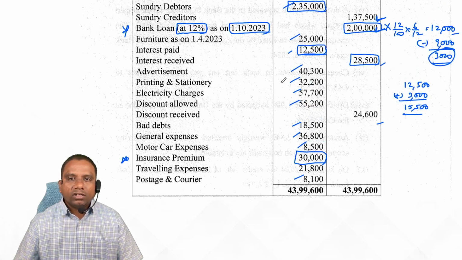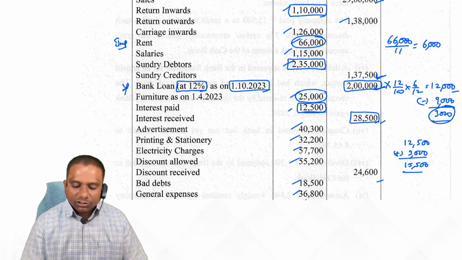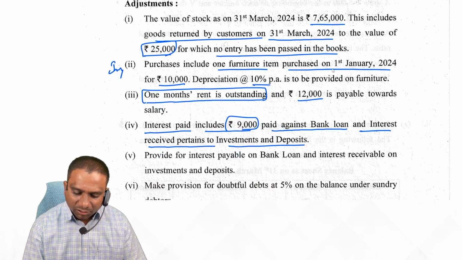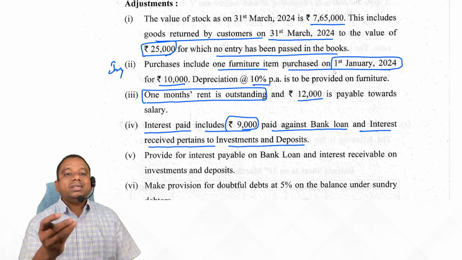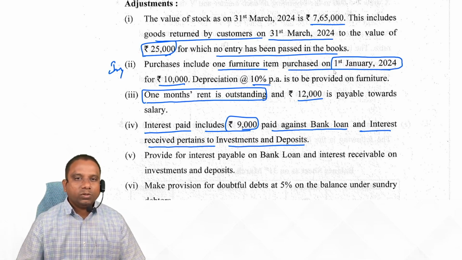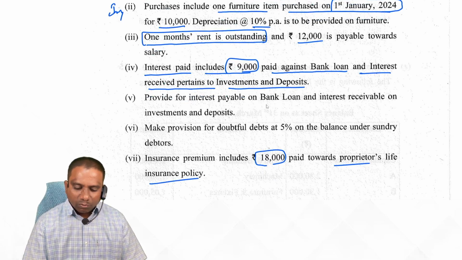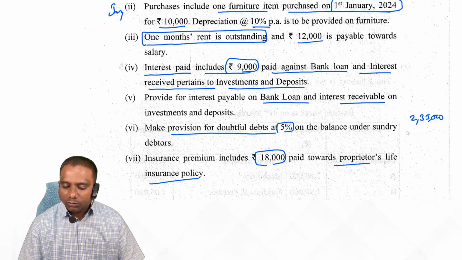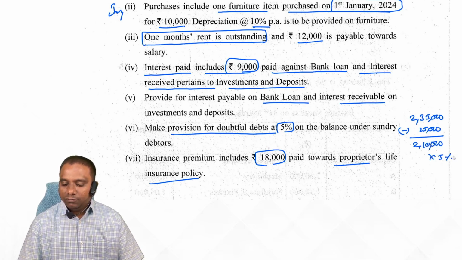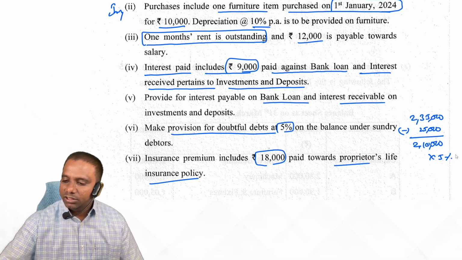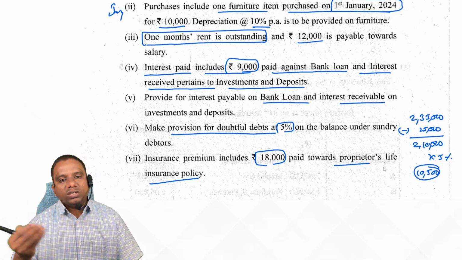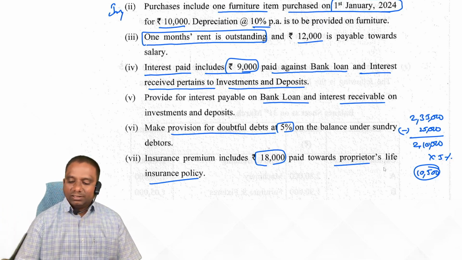Here, important is calculation of depreciation. On 25,000 rupees furniture, we calculate full year depreciation. But on 10,000 rupees furniture, because they are giving date of purchase, we calculate 3 months depreciation. This is important adjustment. Next one. Provide for interest payable on bank loan, and interest we already calculated. Make provision 5%. Debtors are 2,35,000 minus 25,000 returns. Remaining is 2,10,000. On that 5% provision. 2,10,000 into 5%, 10,500 we have to make as provision, P&L account debit, and the same amount deduct from debtors in the balance sheet. That's it, students.